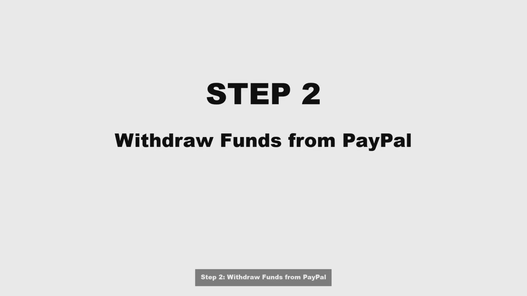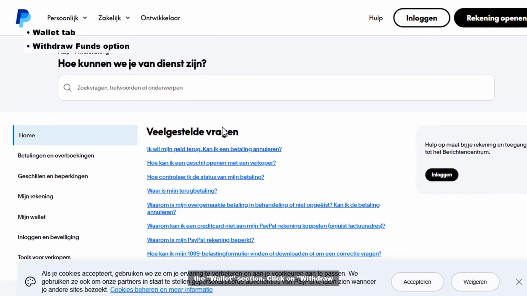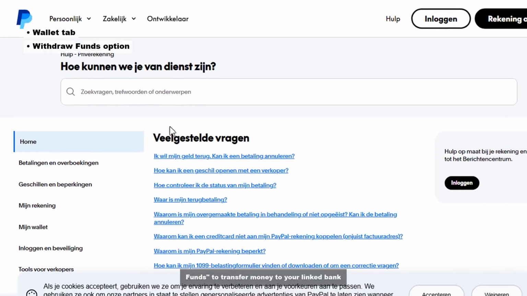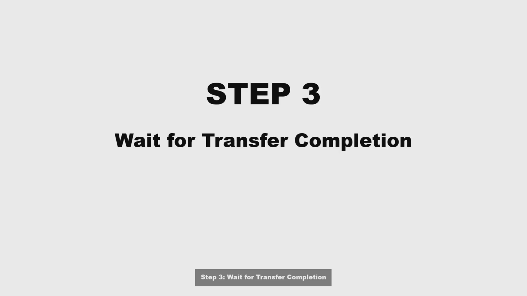Step 2. Withdraw funds from PayPal. Log into your PayPal account and navigate to the Wallet section. Click on Withdraw Funds to transfer money to your linked bank account. Step 3. Wait for transfer completion.